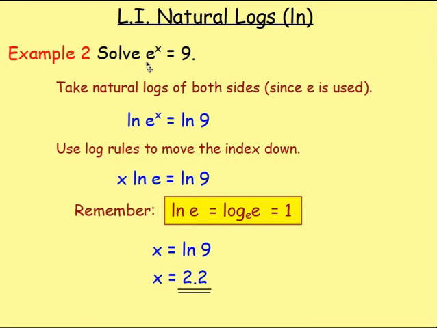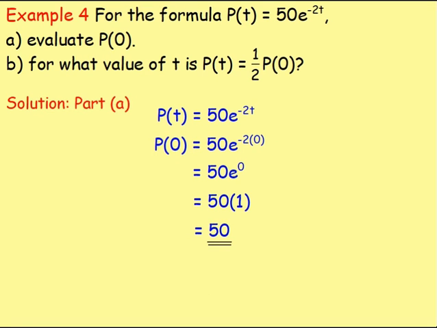For example, if you want to solve this one, e to the power of x equals 9, well again take the logs of both sides. E is involved, so use natural logs. So you have to have ln of both sides. From there, use the rule to bring the index down. So you'd have x ln e equals ln 9, and ln e is log base e of e, which is 1. So that just cancels out, leaving you with x equals ln 9. And from there, just put that into your calculator.